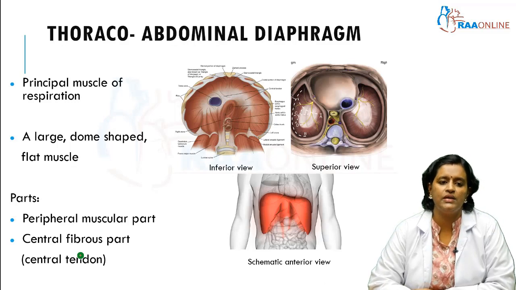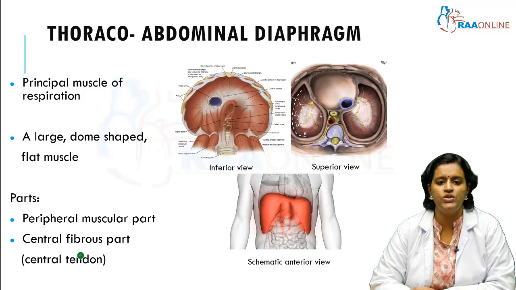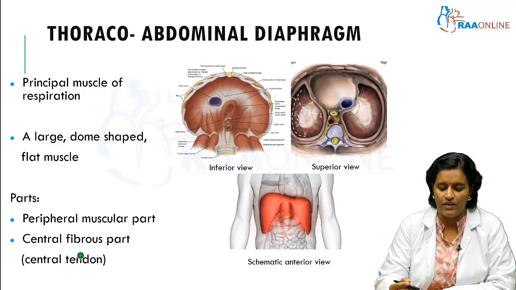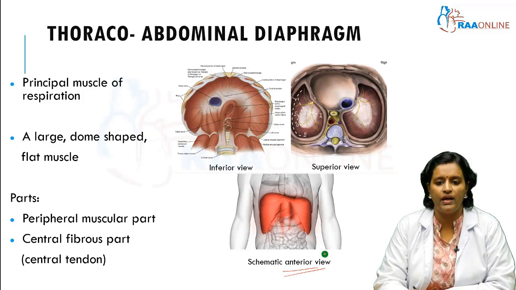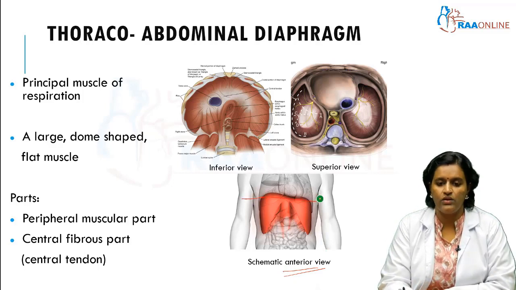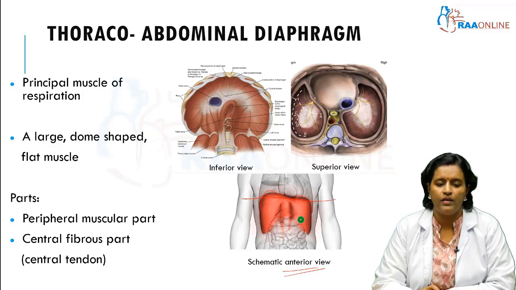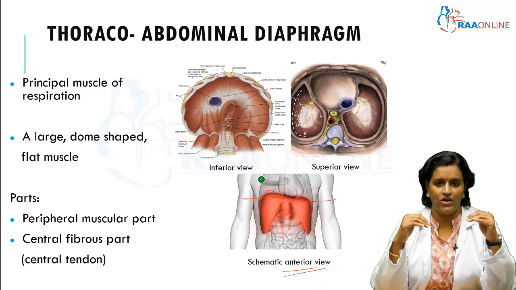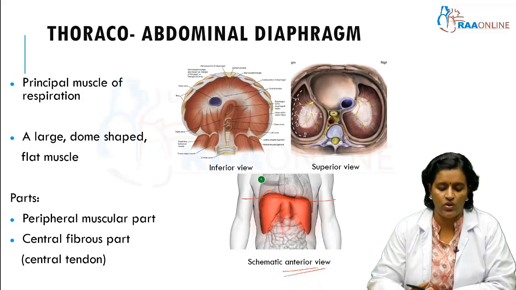It is a principal muscle of respiration. It is a large dome-shaped flat muscle. This is a schematic anterior view where you can see a flat partition between the thoracic cavity above and the abdominal cavity below. But is it only flat? No. Some of the fibers present as dome shaped. The fibers are so oriented that the diaphragm has two elevations which are called the domes of the diaphragm.